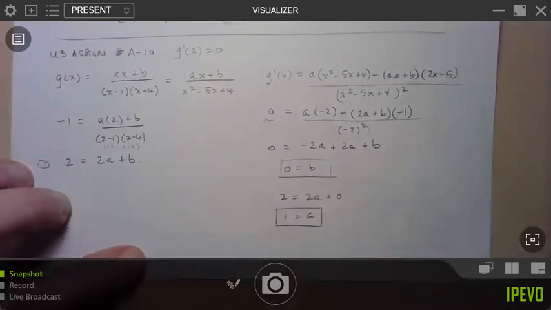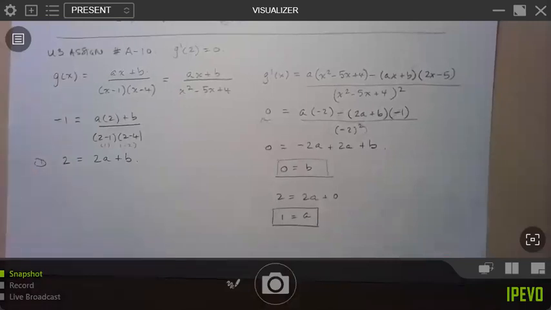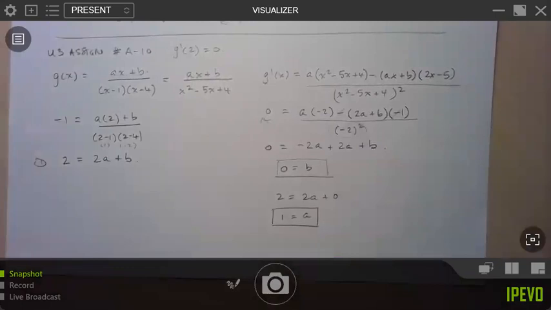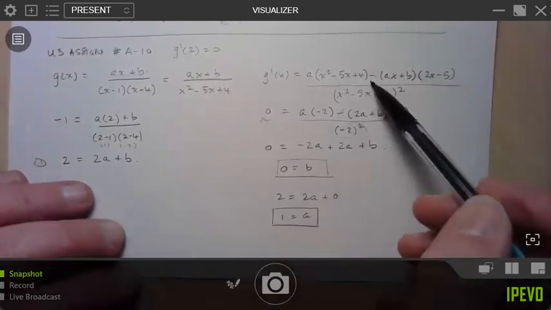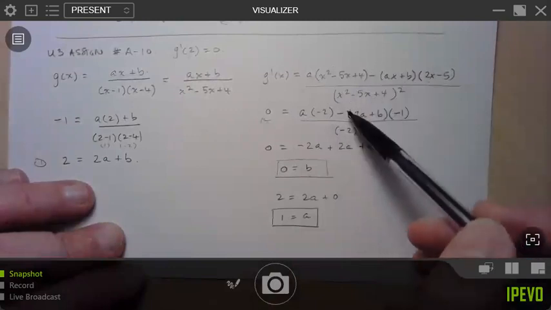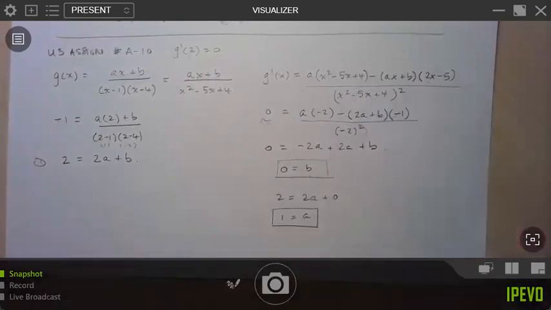And in the end, it turned out to be fairly easy, despite the fact that it looked like quite a mess when we took that derivative. But what really helped us out was to not bother simplifying this version, but the one with the 2 inputted into there. All right, any questions on that?